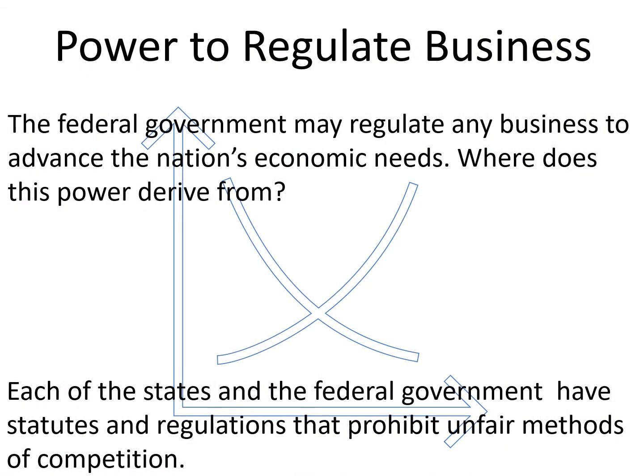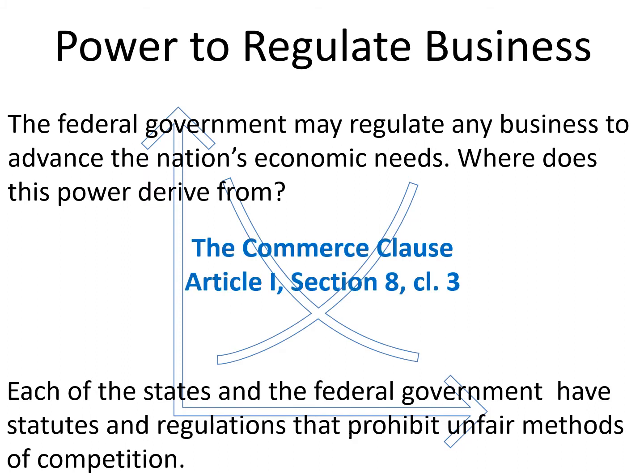The federal government has the authority to regulate business that affects or advances the nation's economic needs. Where does this power come from? The Commerce Clause. Article 1, Section 8, Clause 3 sets forth that the federal government may regulate commerce among the several states. We refer to this as interstate commerce.